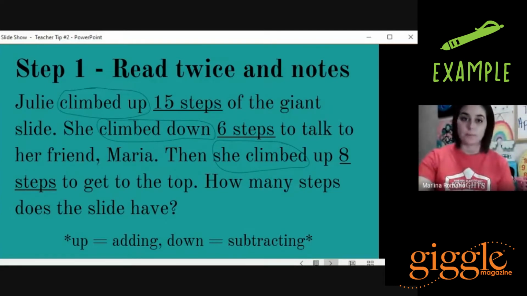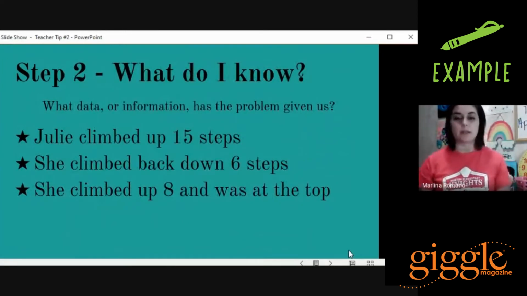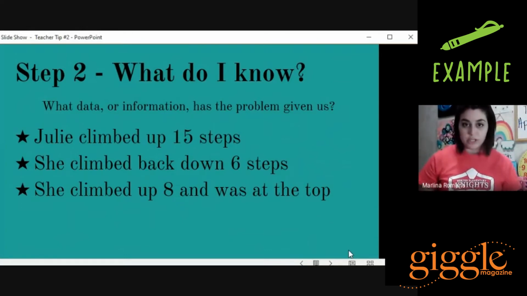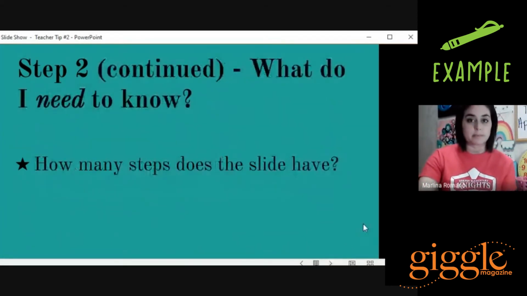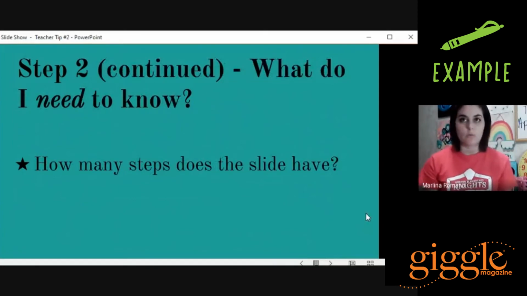On to step 2. Ask yourself, what do I know? What data or information has the problem provided for us? Well, 1, Julie climbed up 15 steps. We know that. We also know that she climbed back down 6 steps. We also know that she climbed up 8 steps, and after that, she was at the top of the giant slide. Continuing on with step 2, what do I need to know? So what am I trying to find out? We're trying to find out how many steps the slide has.